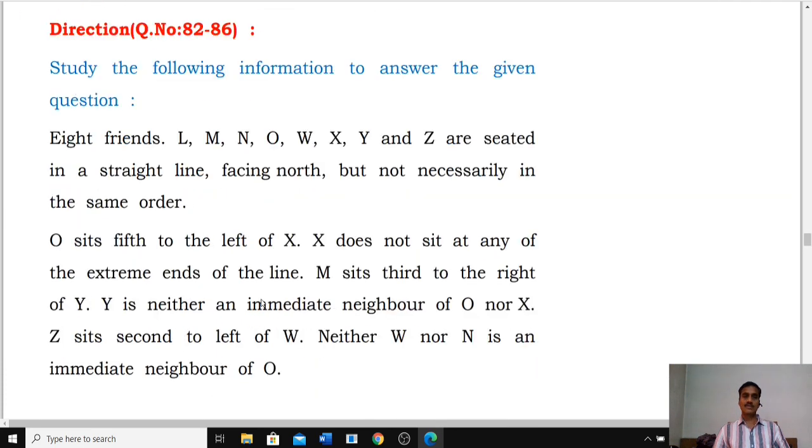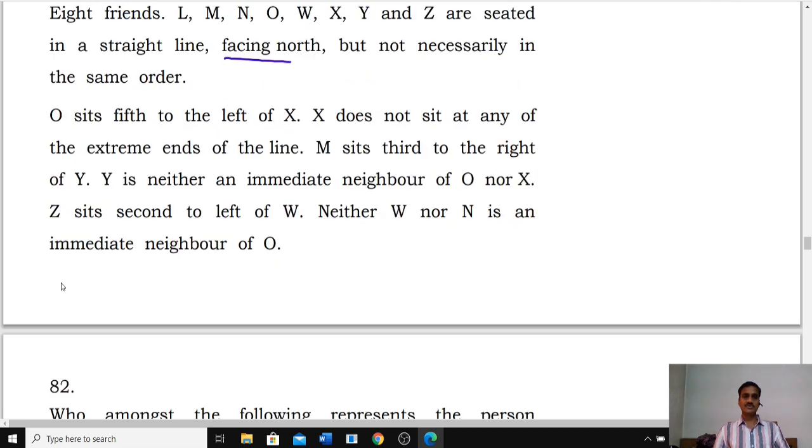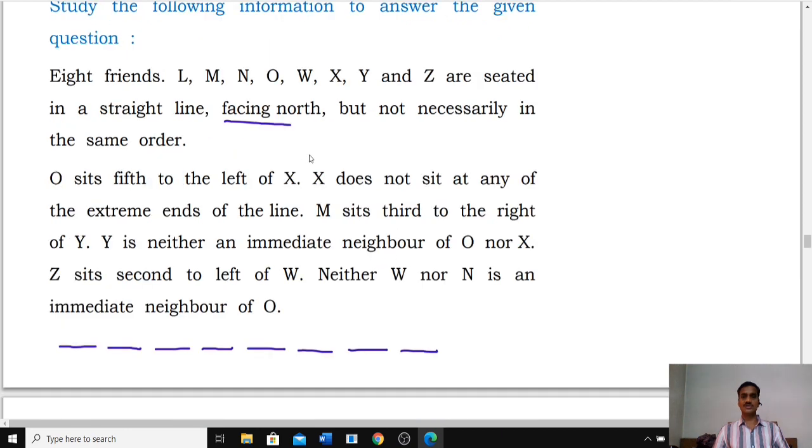Done? Then 82 to 86. It is just based on seating arrangement, row arrangement, facing directions. How many are there? 8 persons. 8 persons are seated in a row facing north. 1, 2, 3, 4, 5, 6, 7, 8.